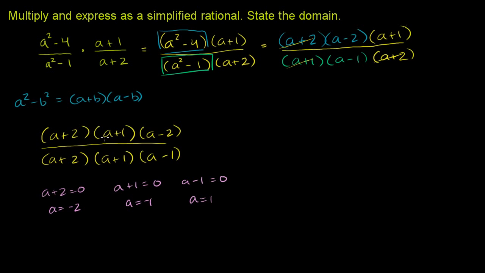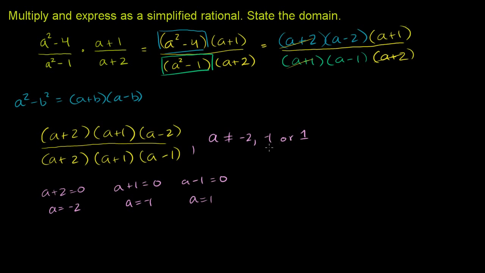So for this expression right here, you have to add the constraint that a cannot equal negative 2, negative 1, or 1. That a can be any real number except for these. We're essentially stating our domain. The domain is all possible a's except for these values. So we'd have to add that little caveat right there.